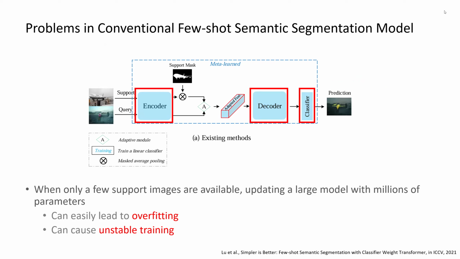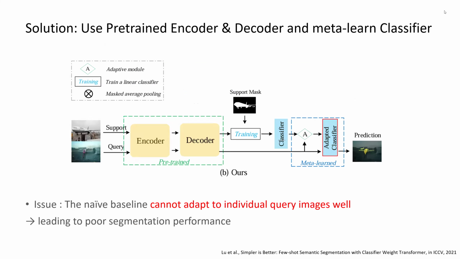But there's a problem. When you have only a few support images, updating the whole model with millions of parameters can easily lead to overfitting and unstable training. To fix this, a new approach came up: pre-train the encoder and decoder, then freeze them, and just meta-learn the simplest component, the classifier. Surprisingly, even this simple method beats the previous best one. However, this naive baseline cannot adapt to each query image because the target object may appear drastically dissimilar to the ones in the support images.